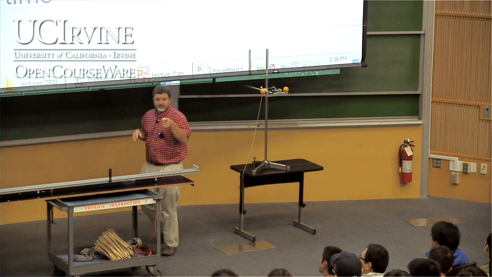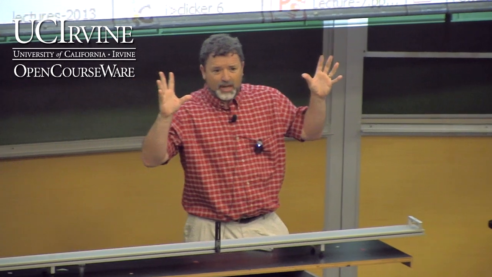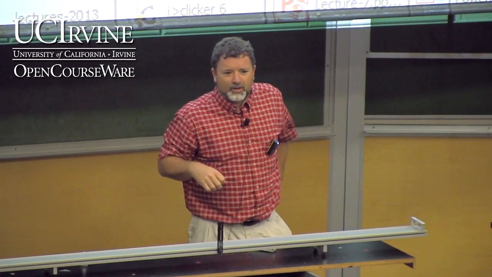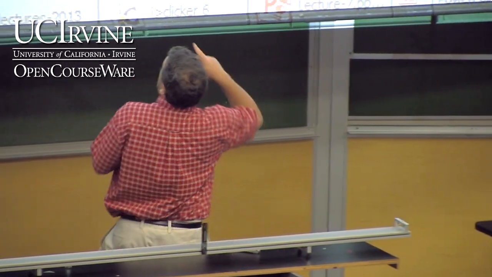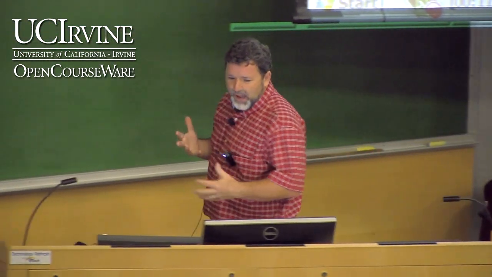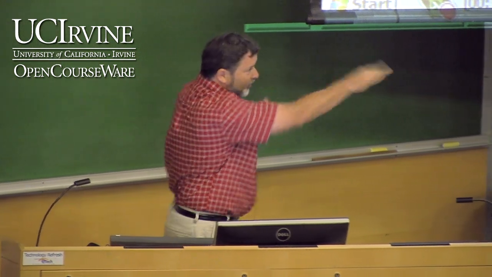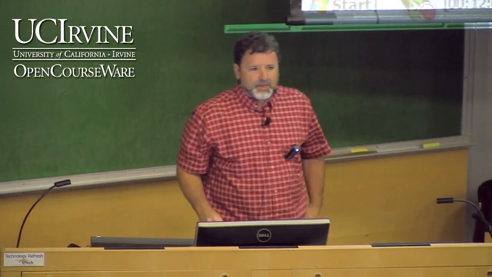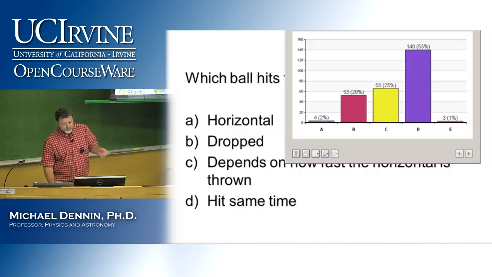And the question, yes? Are they released at the same time? They're released at exactly the same time, or as close to exactly as we can come with our clever device, right? And so the question is, which hits the ground first? The horizontal one, the one that's dropped? It depends how fast the horizontal one is thrown, or they hit at the same time. About half of you are going for D, because of course everything always happens at the same time, right? I mean, you've learned your lesson if you've been paying attention in the class. Some of us think it depends on the speed, and a few, the ball dropped first is going to hit. So let's actually do this demo.